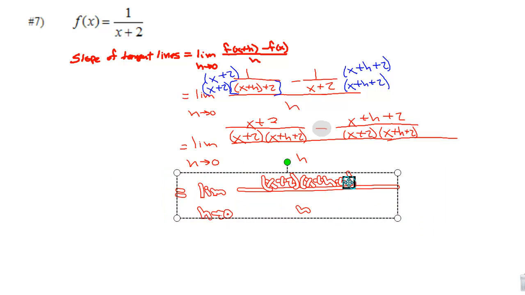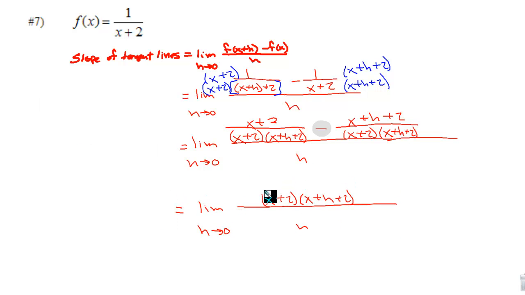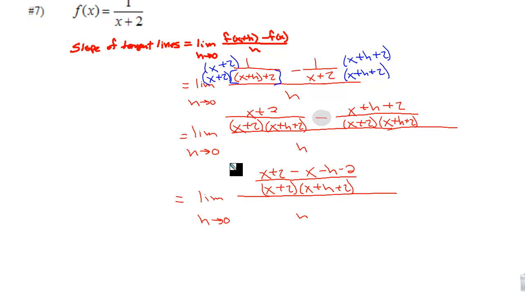I need a little more space. x plus 2, minus. We're subtracting each of these. So in essence, we're distributing the subtract. These are 2's. What looks like z's are 2's. Pardon my penmanship. What cancels? An x and an x, a plus 2 and a minus 2. So what's left? The negative h is all that's left in the numerator of our numerator.